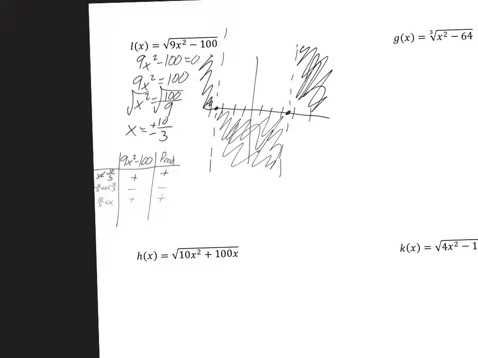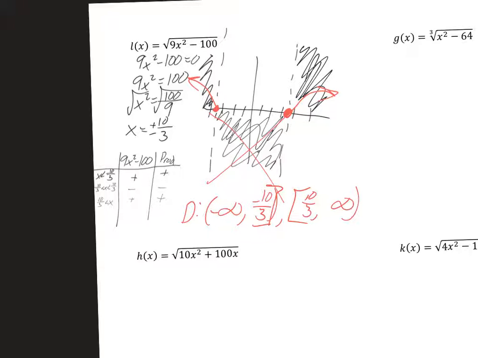Now, thinking about this further, thinking back to the last video, we can't have a negative, right? So that means that this side over here works and this side over here works. We're not going to count whatever's happening in the middle. We don't care about that. So my domain is going to be from negative infinity all the way until this point right here, negative 10 thirds, make that into a bracket. And then it's also going to be from positive 10 thirds all the way till positive infinity. That is my domain.